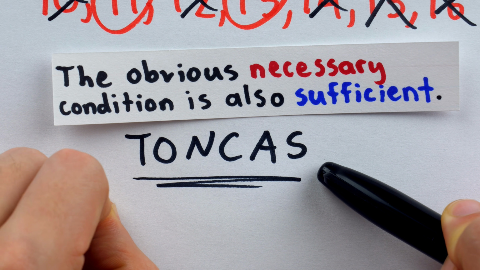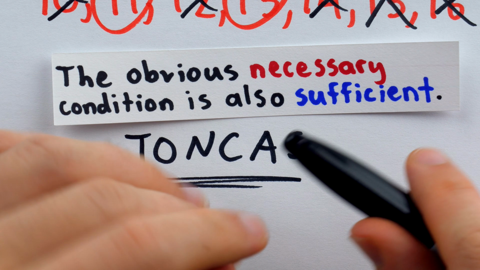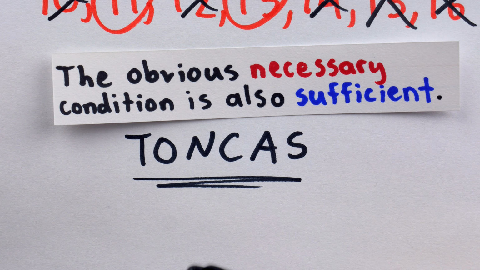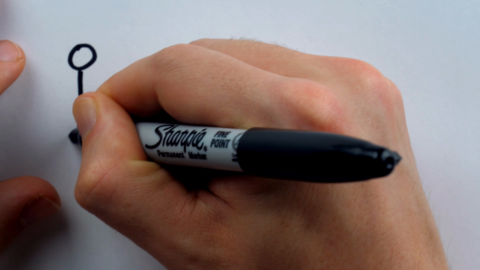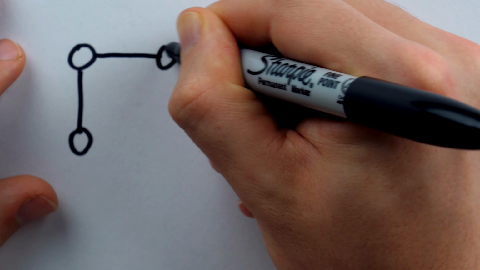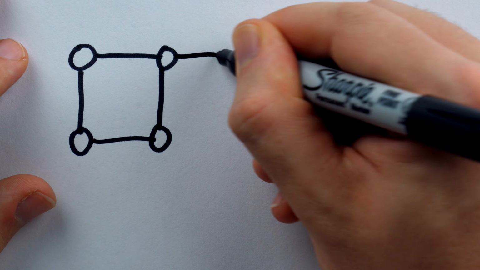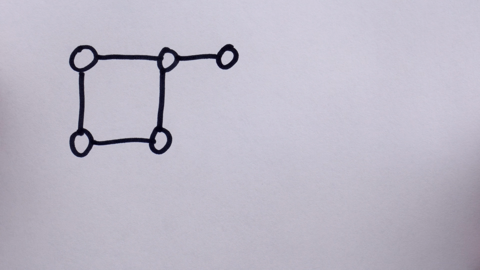So I want to show you 3 examples in graph theory, you'll get a nice little introduction if you need it, that the obvious necessary conditions are also sufficient in a few different problems. A graph is a structure consisting of nodes and edges. Each edge joins a pair of nodes, so this is an example of a graph here.